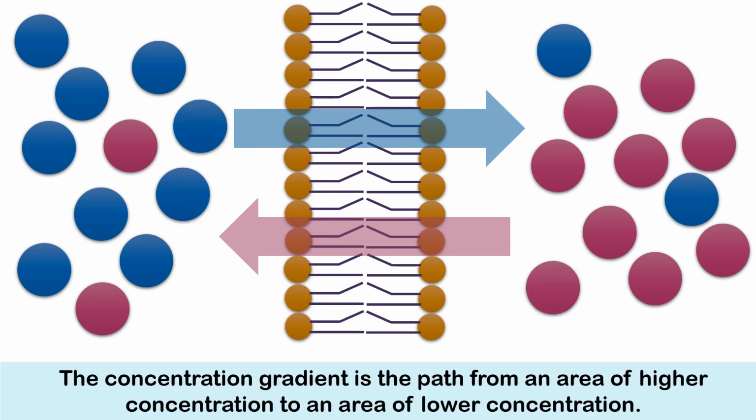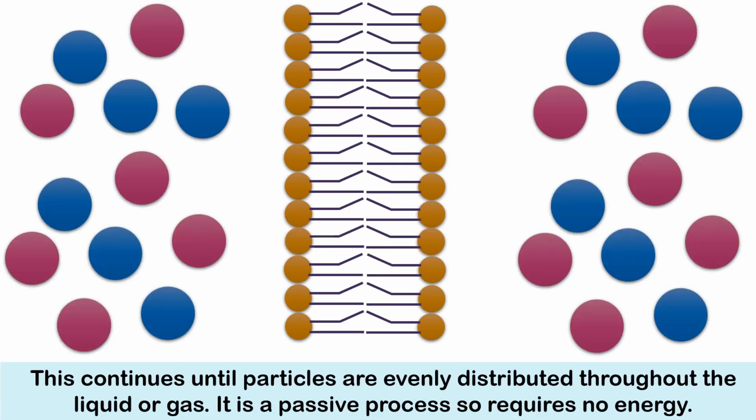The concentration gradient is the path from an area of higher concentration to an area of lower concentration. This continues until particles are evenly distributed throughout the liquid or gas. It's a passive process, so it requires no energy.